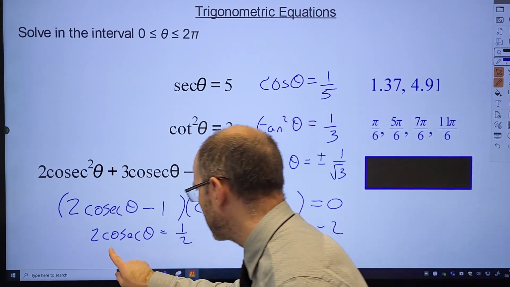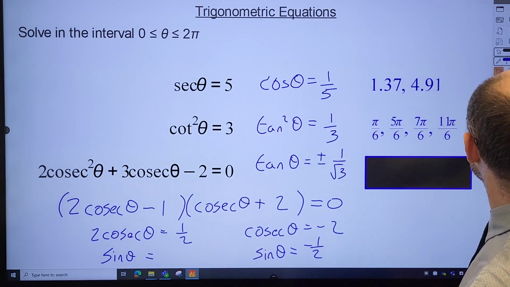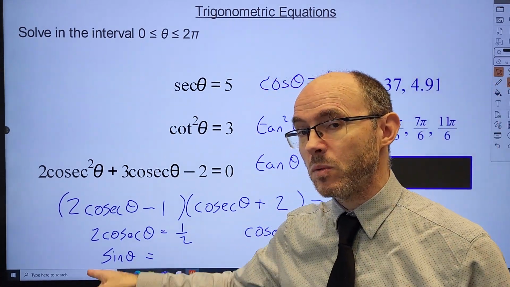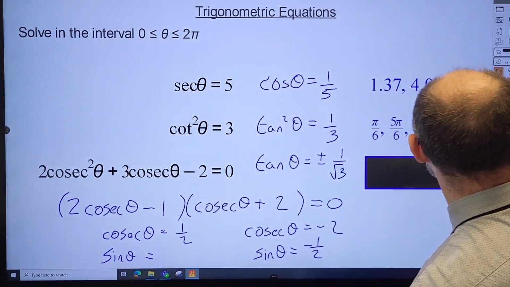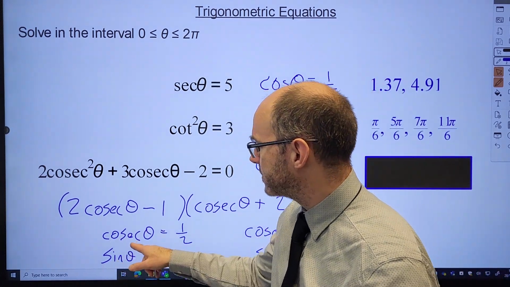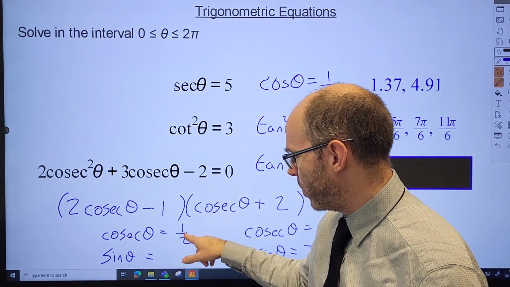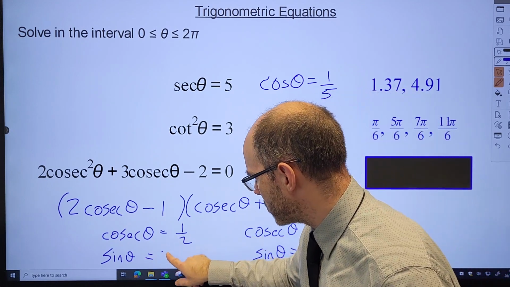And then this one will be sine theta is equal to, sorry, I've got no idea why I wrote 2 there. I apologise profusely. Some of you are probably thinking, no, what's he done? Yeah. So I've got cosec theta is 1/2. So sine theta, the reciprocal of that, is 2.